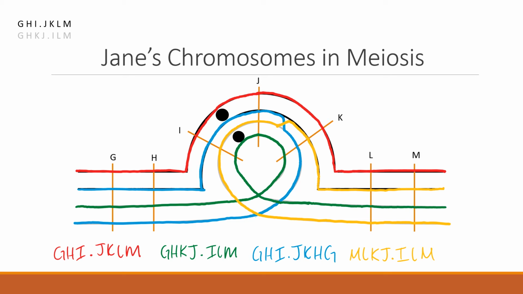Out of these gametes, only the red and green ones are viable. The blue and yellow ones are not viable because they are both missing some genetic material, while the red and green gametes are viable because they are not missing any genetic material. Because of Jane's chromosomal aberration, only 50% of her gametes will be viable.